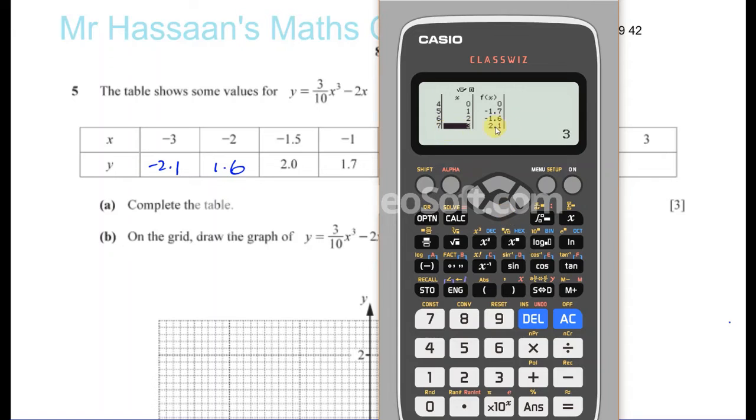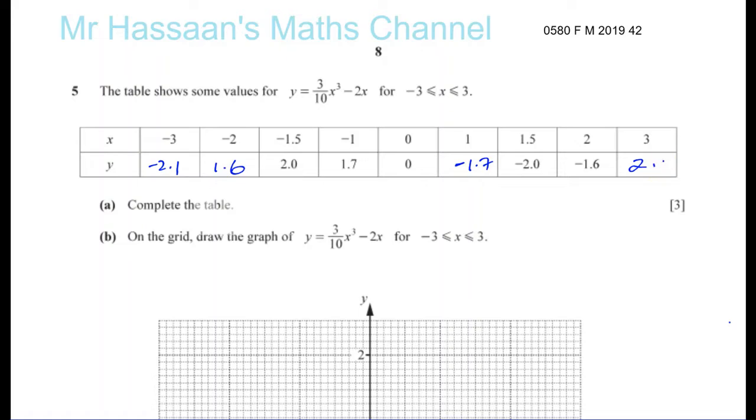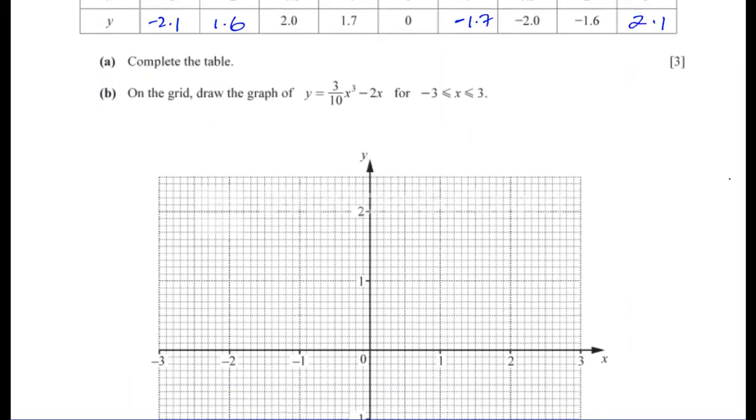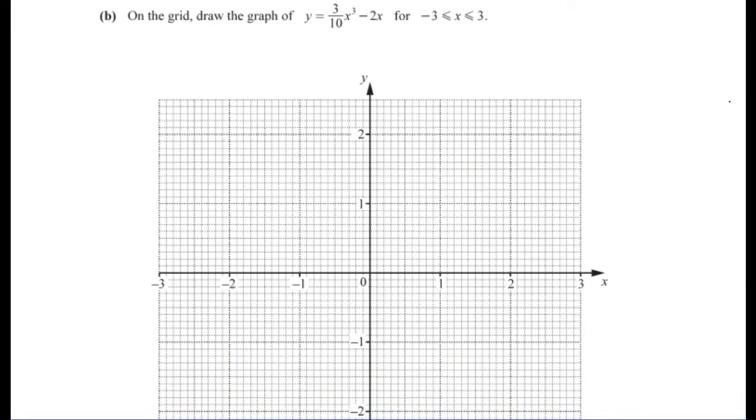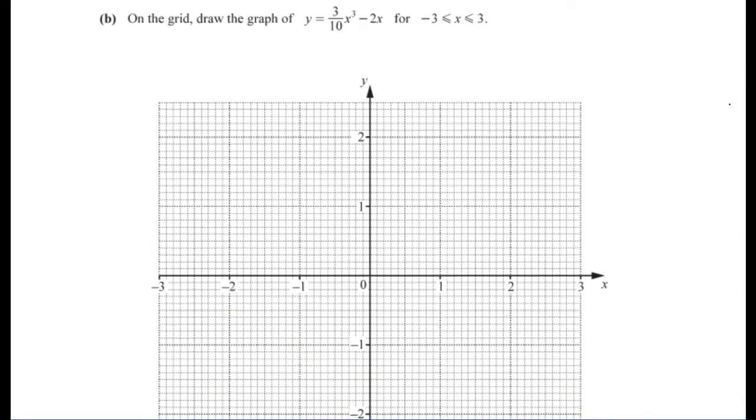So you can see there's some sort of a symmetry here. Okay, that's minus 2.1, that's 2.1, 1.6, minus 1.6, and so on, the opposite side, but the same numbers. Okay, so now we have filled out our table of values, and now we need to draw the graph of y equals 3/10 x cubed minus 2x. So we've got to plot these values in.